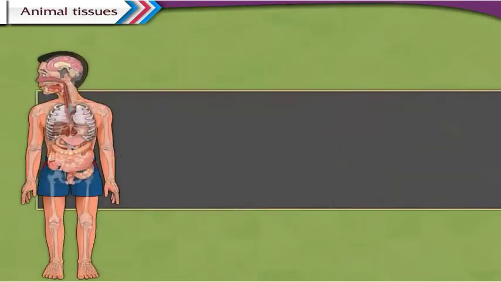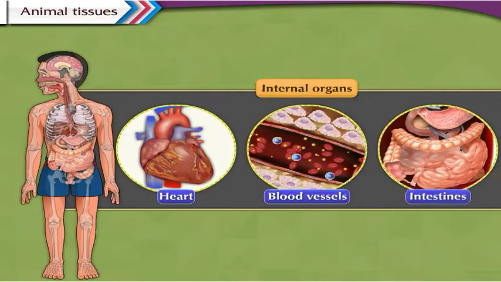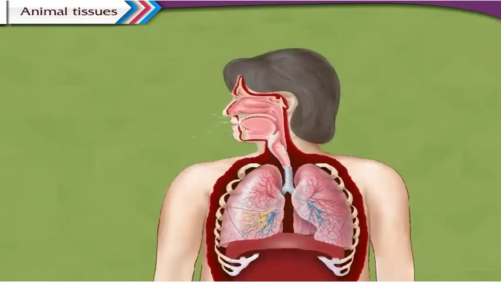But there are some organs that are situated inside the body. They are called internal organs. These organs are not seen from outside. For example, the heart, blood vessels, intestines. Many internal organs in our body work together.